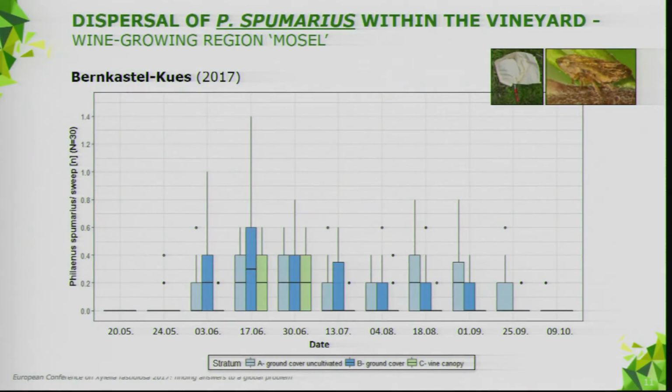To give you an idea of the dispersal of xylem-feeders within one habitat type, I will show you an example of a vineyard in the wine-growing region Mosel, where we observed high population levels of Philaenus, high population levels for Germany. We found the first adults at the end of May, and they began to spread from the ground cover to the vine canopy with the middle of June. And June is the month where we observed the highest population of Philaenus within the vineyard.